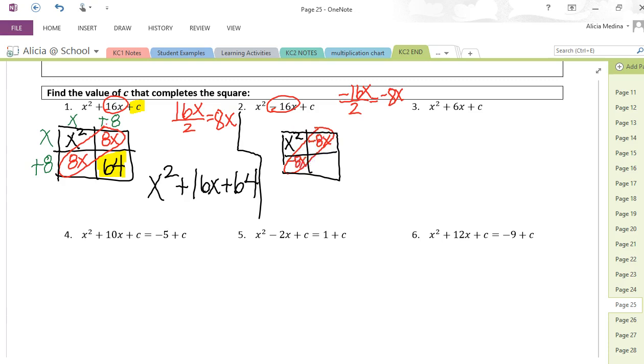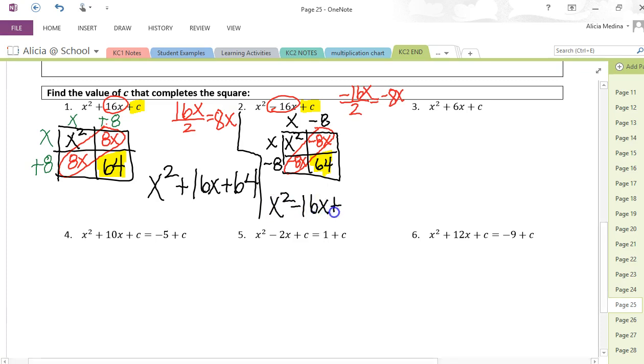Again, in completing the square, squares have the same size all around. To get an x squared, I'd be multiplying x times x. To get a negative 8x, I'd be using a negative 8, and to get another negative 8x, again a negative 8. We see that repeated each time. When we multiply to find that last term, a negative 8 times a negative 8 is a positive 64. That is what our c value is. So when I write that trinomial out, it's going to be x squared minus 16x plus 64.